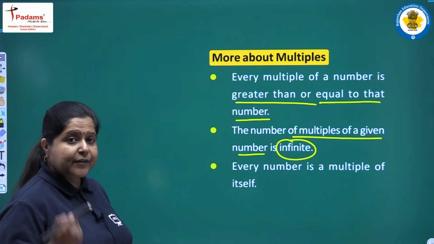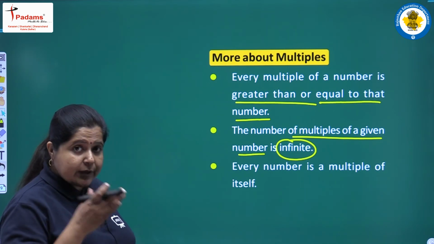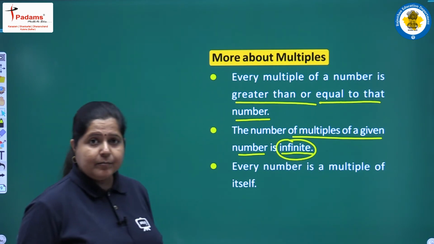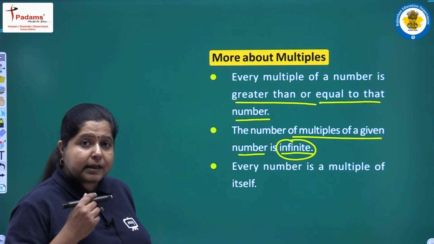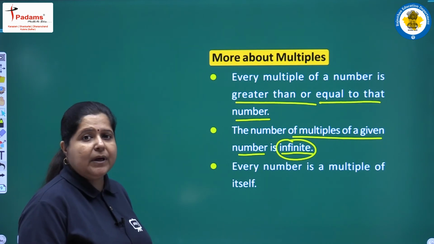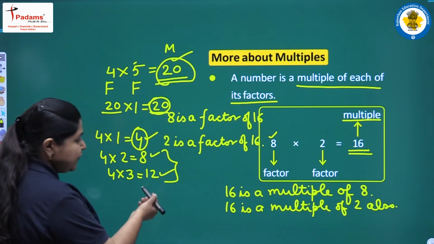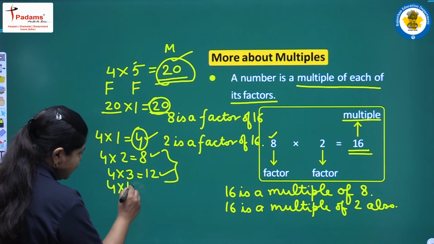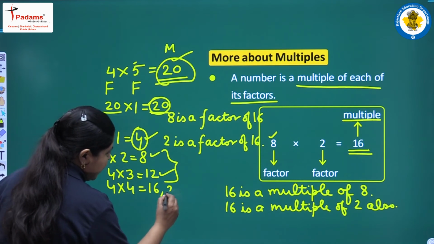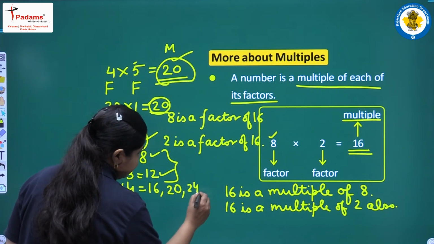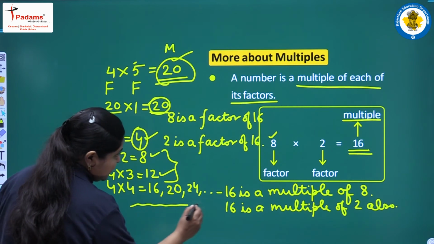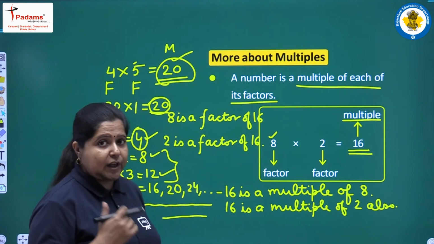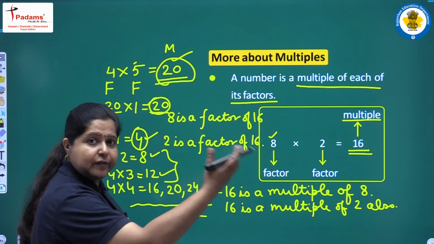Just compare it with that of factors. The factors were limited, we were able to count them. The multiples are infinite. By infinite we mean that we can't count them, they are many in number. When we take the multiples of 4, we can't stop here. We can have more multiples. 4 4s are 16, then 4 5s are 20, 4 6s are 24 and so on, so on, so on. The multiples will go on increasing. Since the numbers are endless, they go on till infinity.